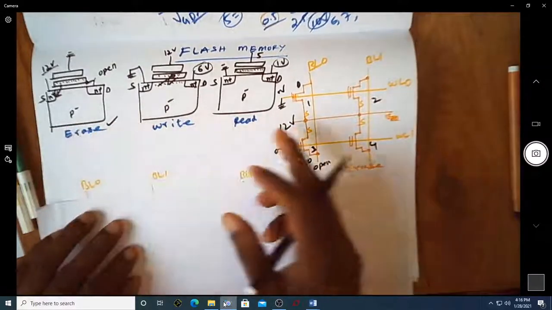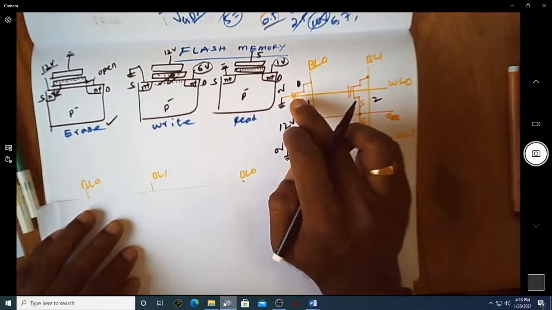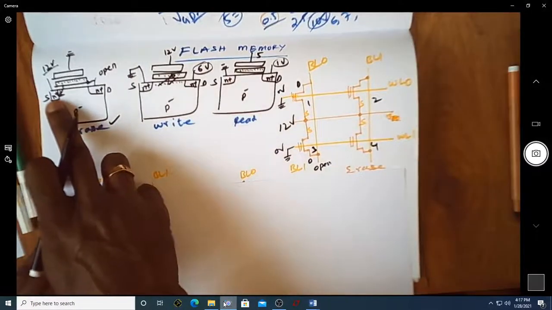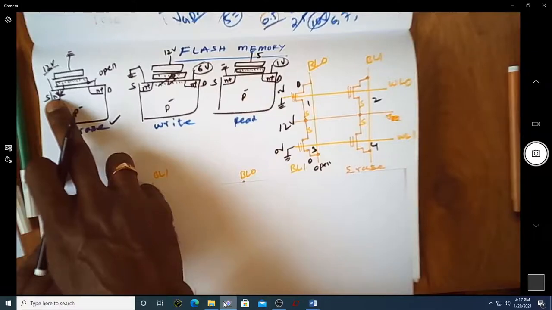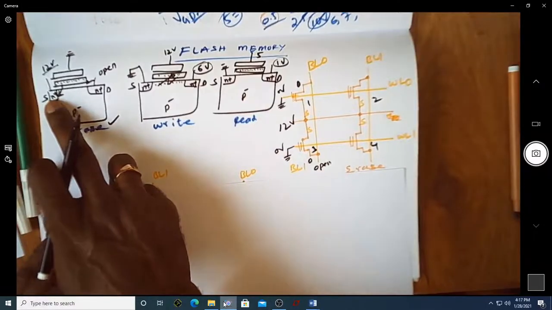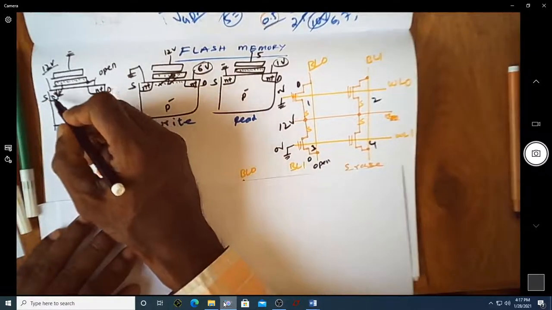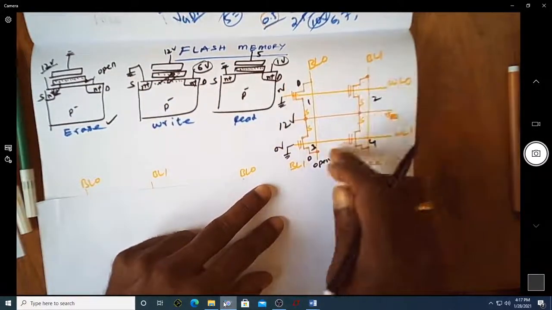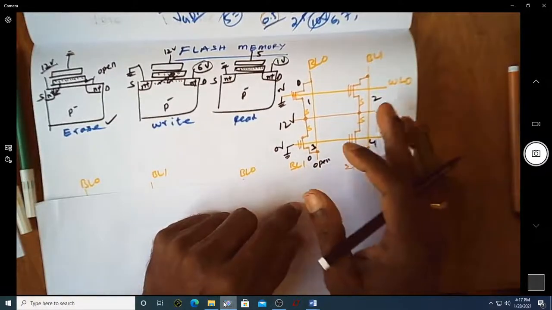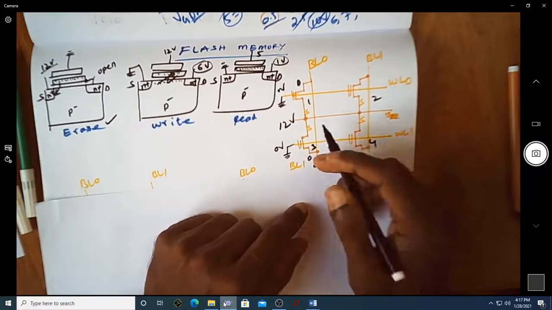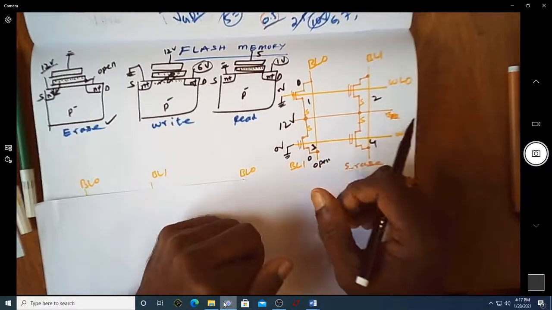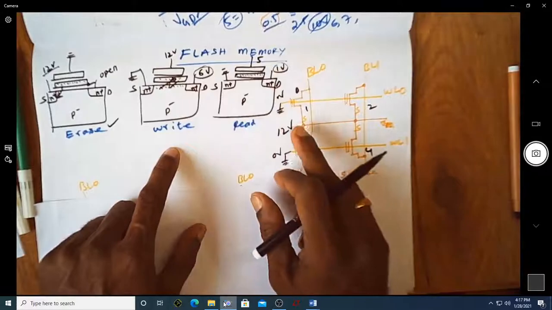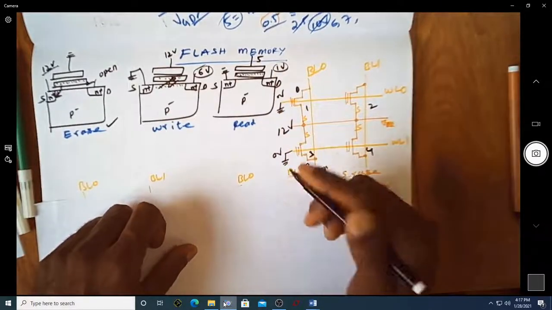All the charges, if at all there are any in your floating gate structure, will get discharged to the source structure. All the electrons will get attracted towards the source. So we end up with all the transistors erased, because in a flash you are taking out the charge from each and every transistor. That's why the name flash memory comes into picture, because you are erasing all the content in a single go.